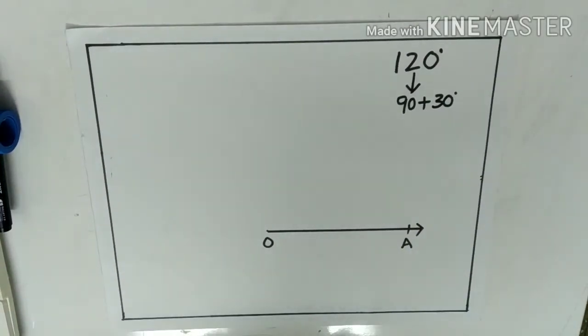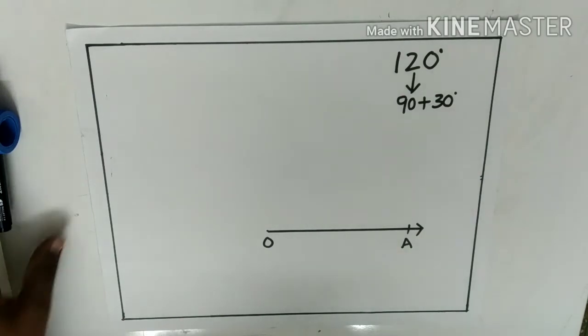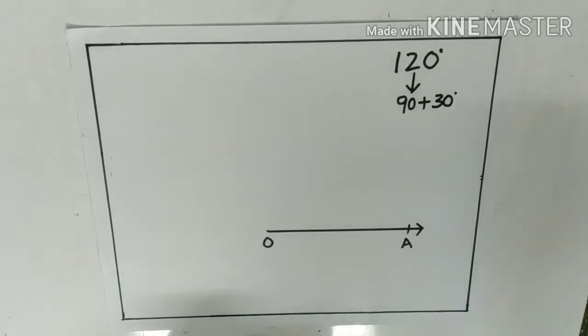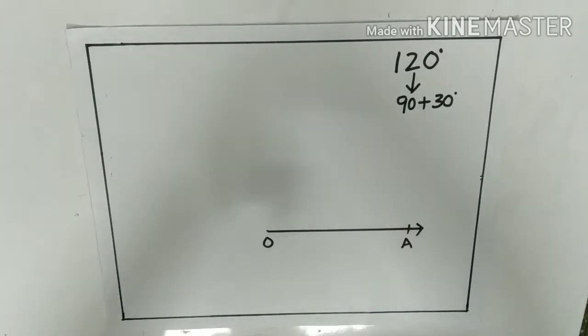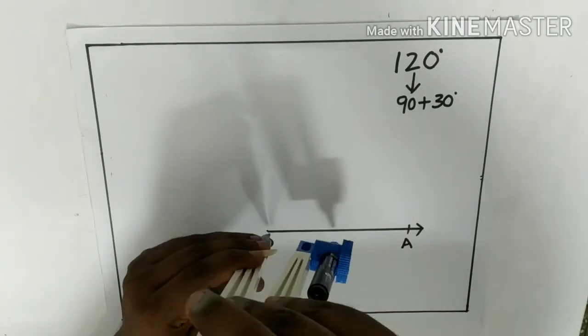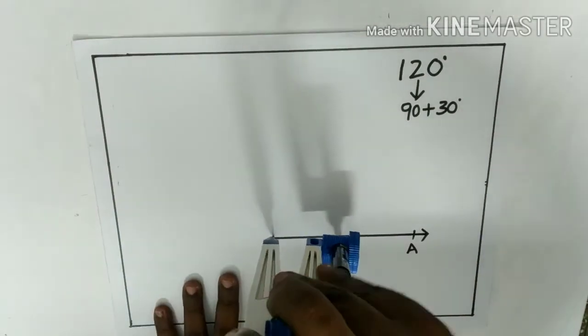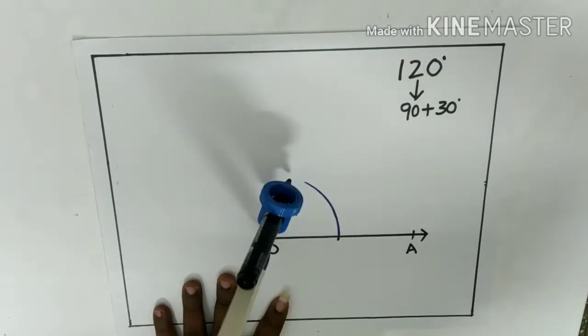So how to construct 90 degrees? We already learned, so once again I am telling you. One arc.